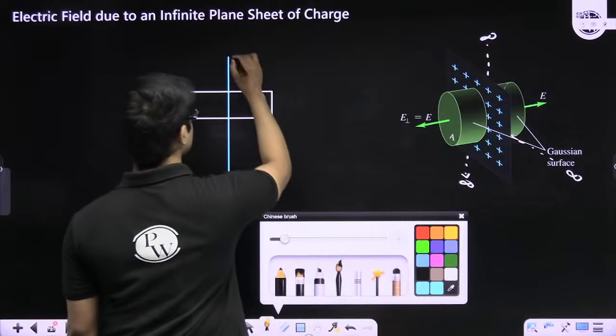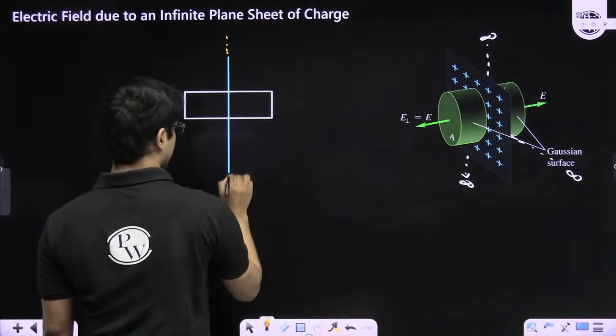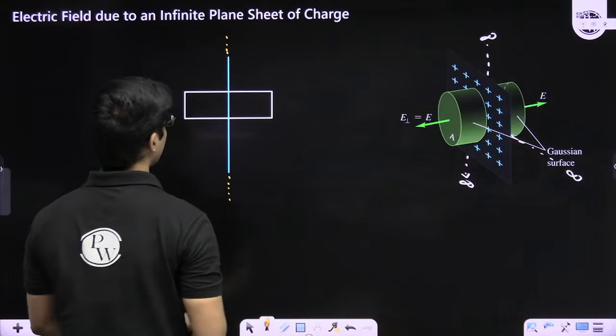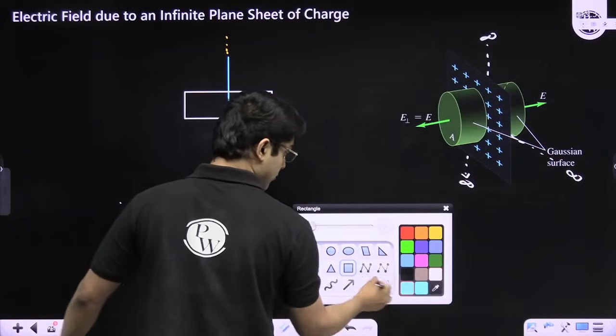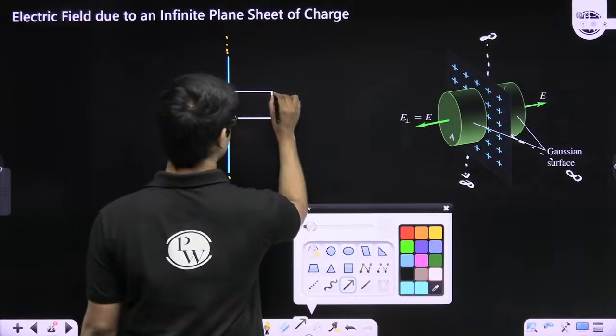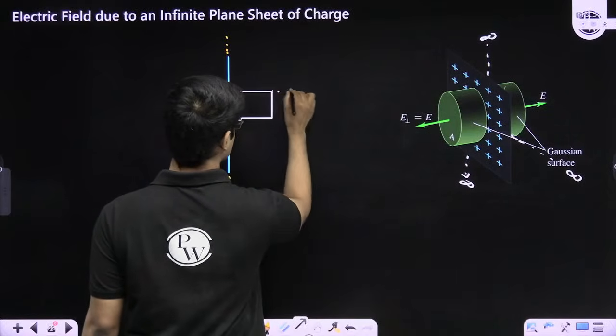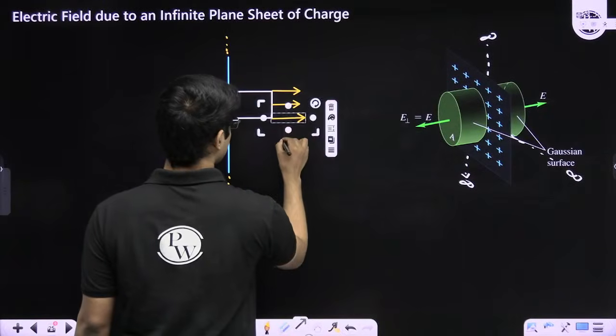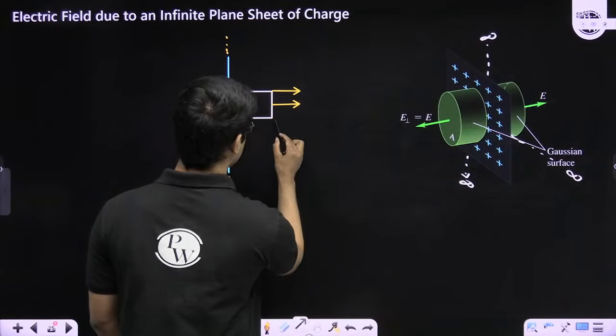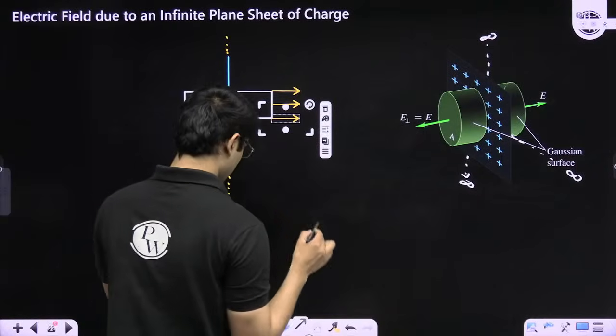And you should also remember the field line pattern for this. Because it is an infinitely long sheet, everywhere on the right, the field will be along the right direction. Why is it to the right?